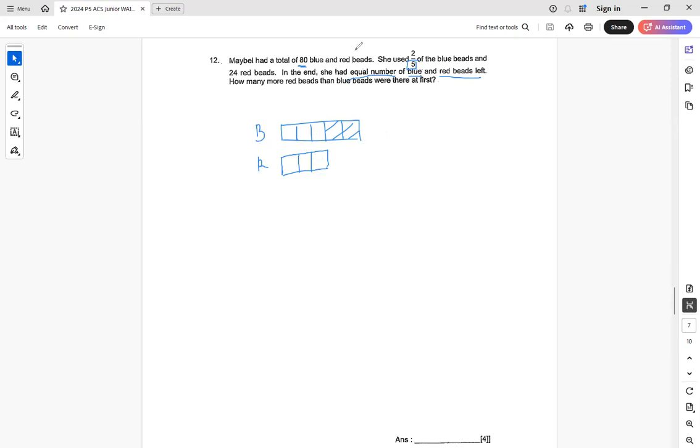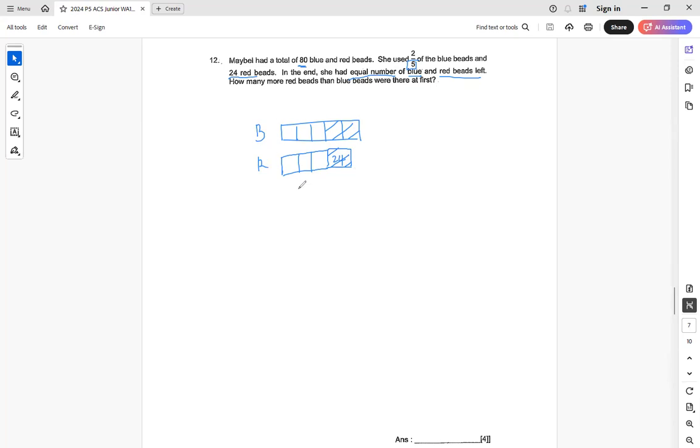Then I go back. Just now it says that she used 2/5 on the blue beads and 24 red beads. So the 24 must also be used. But please take note, this 24 that she used, do not draw it the same length as a unit because you don't know whether it's a unit or not. So I draw it slightly longer than a unit. Same thing, I will shade slightly to represent that it has been used, 24 red, like that.